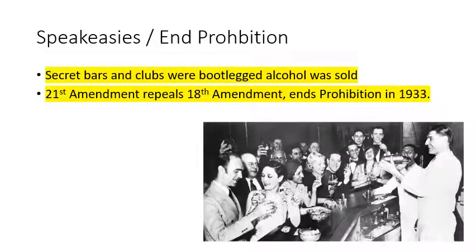Americans still want to drink, so they're going to gather in speakeasies, secret clubs and bars that you had to speak quietly to get into. And this is where bootlegged alcohol was sold. And Prohibition becomes more and more unpopular at the onset of the Great Depression. Governments and Americans and businesses are looking for Prohibition to be repealed, and so the 21st Amendment is ratified to repeal the 18th Amendment. And this ends Prohibition in 1933.